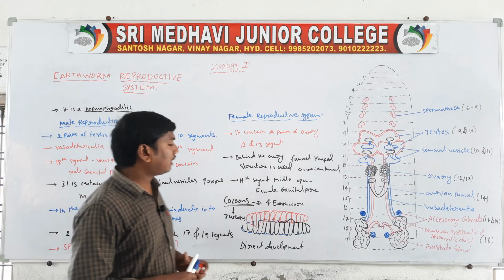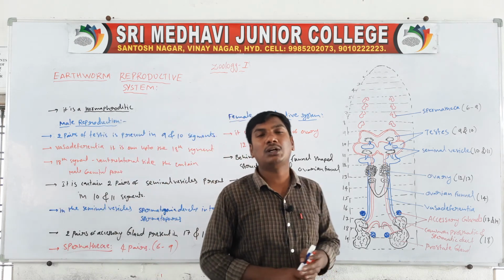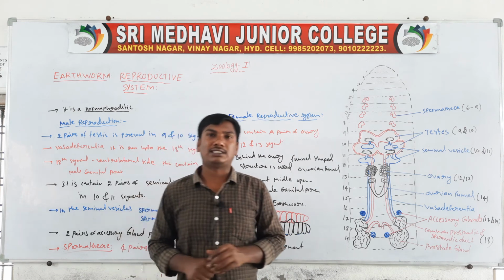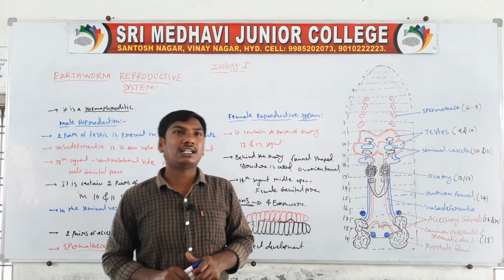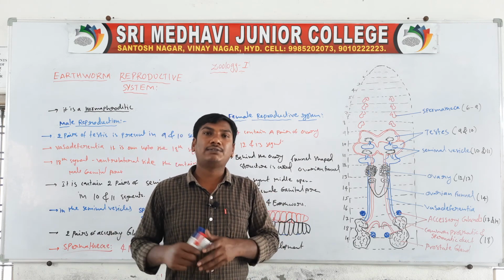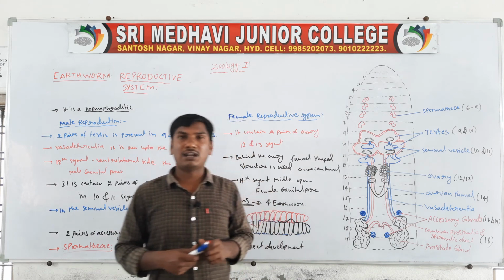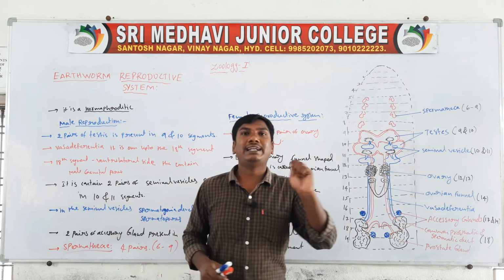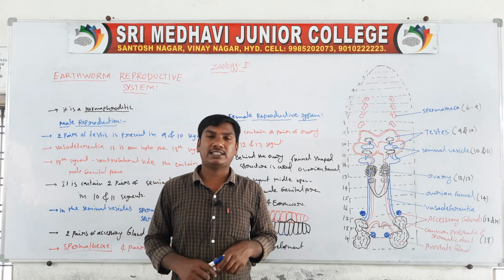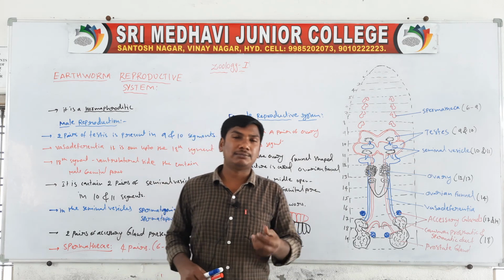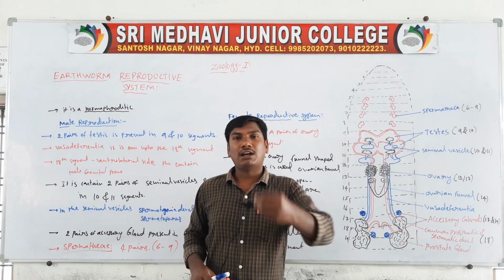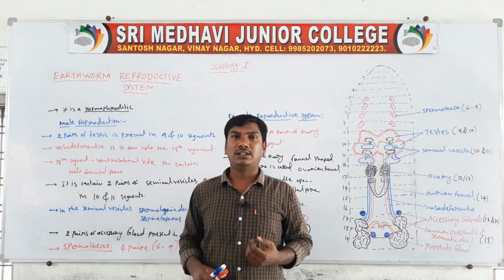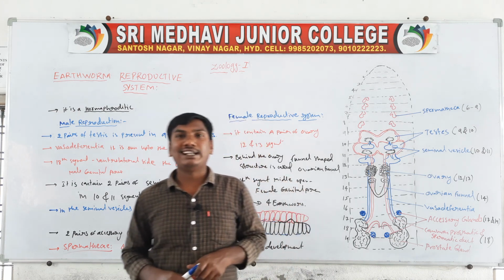Next one, economical importance of earthworms. Earthworms are the friends of farmers. They are called friends of farmers because earthworms form vermicompost. Also, earthworms are used as bait for fishes. These are the major economical importance. Vermicompost is used in the agriculture field, so earthworms are called friends of farmers.